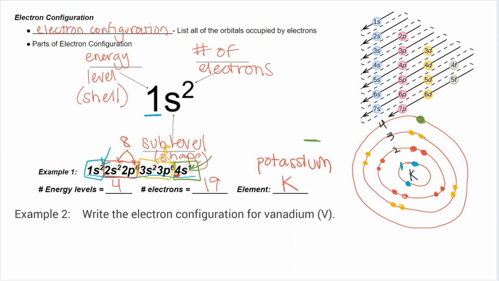How many valence electrons does potassium have? Remember, it's in group 1 of our periodic table. So how many valence electrons does potassium have? Put your answer in the chat.